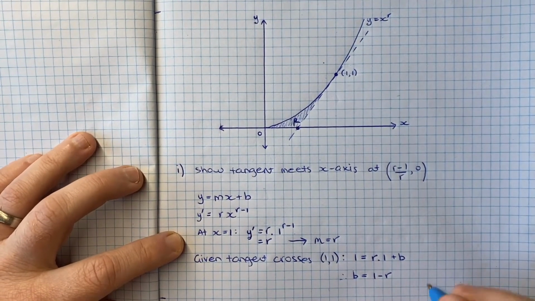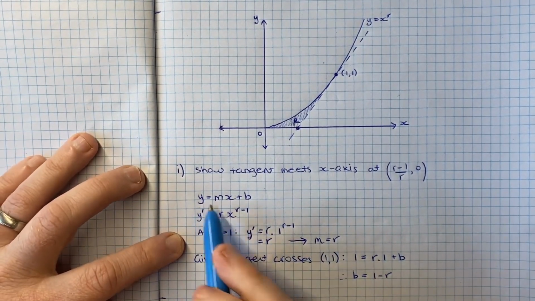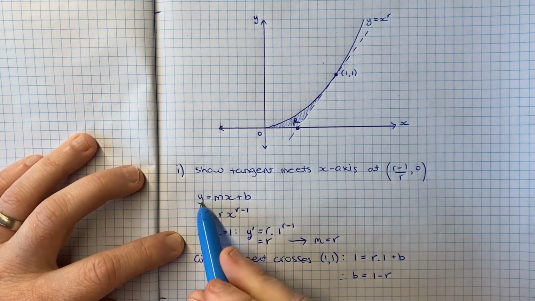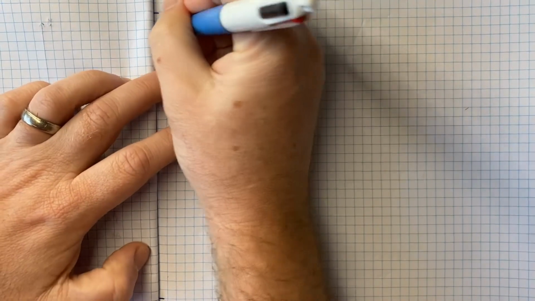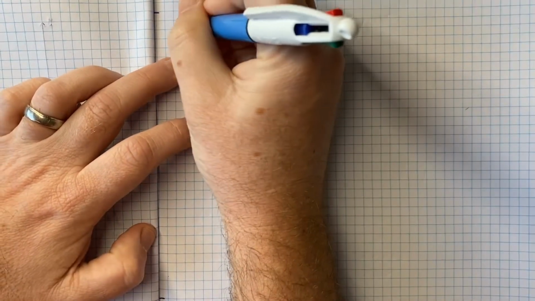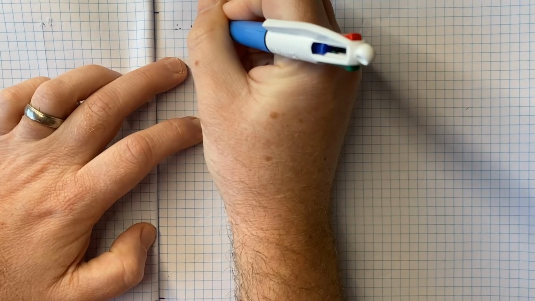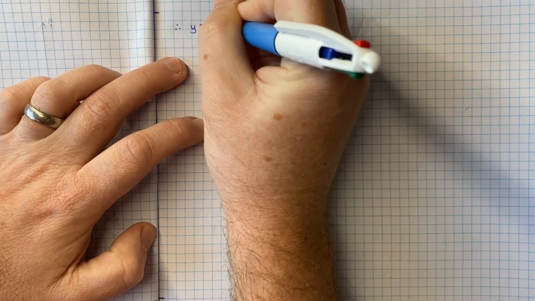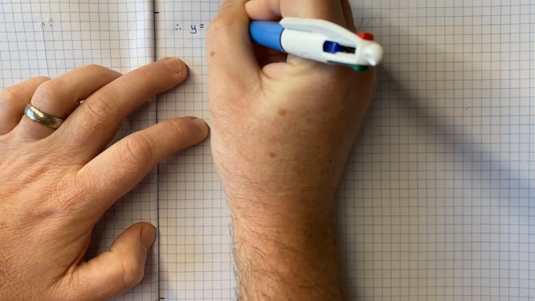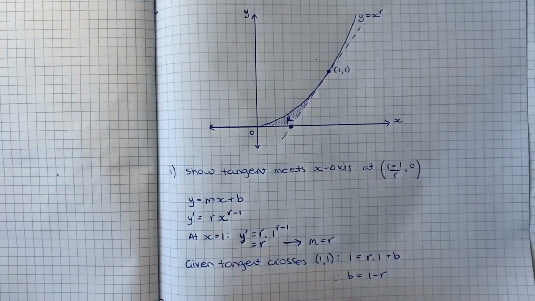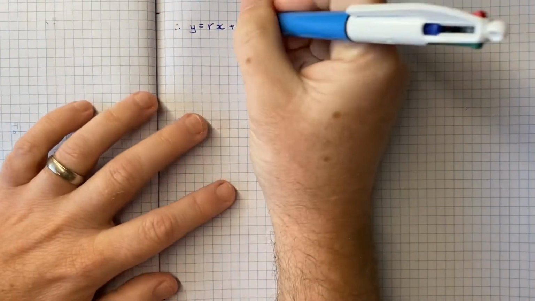Now we can write our straight line for the tangent. So we can say therefore the tangent line will be y is equal to mx or rx, given we know m is equal to r, plus b, and b we just worked out is 1 minus r.